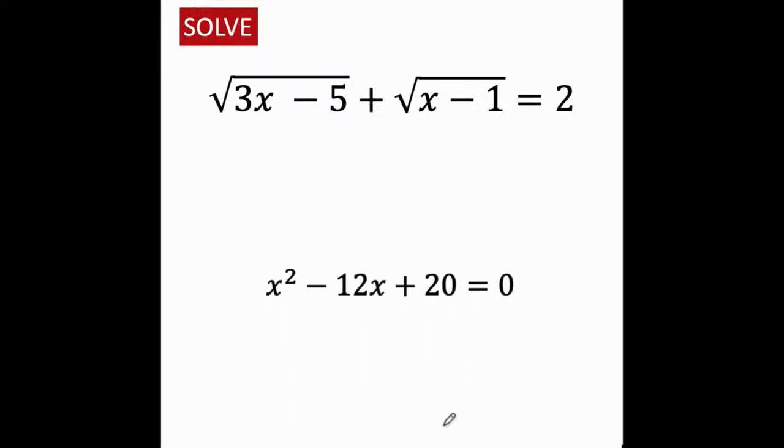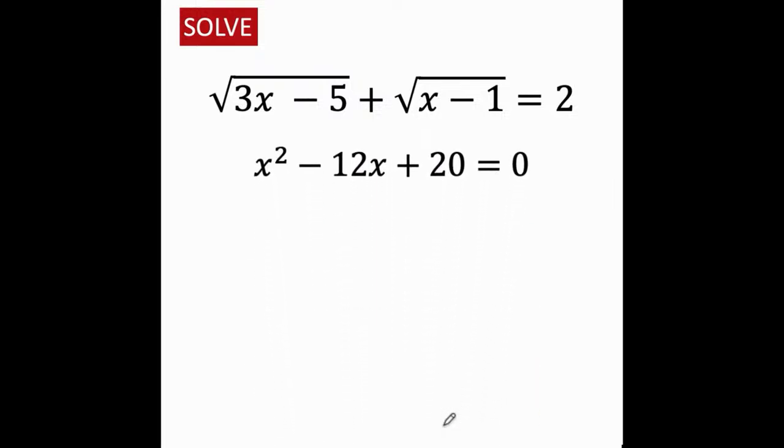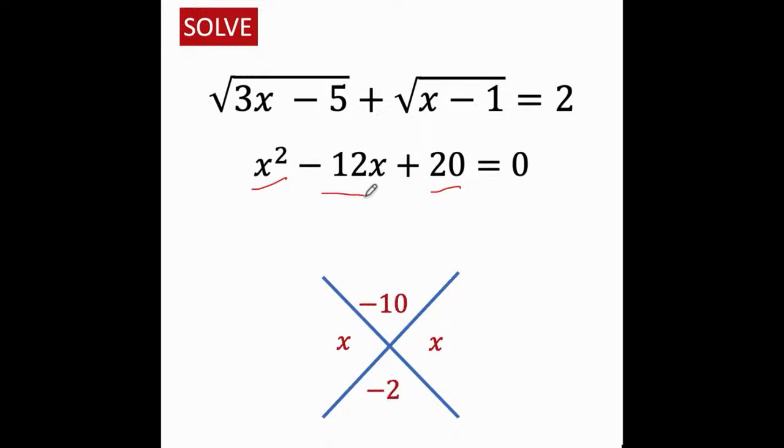Then we now solve this quadratic equation. Notice that there are no longer radicals. And we know how to solve a quadratic equation. In this case, we are going to use factoring. So we need to find what are the factors of x squared. We know it's x times x. Now, what are the factors of 20 such that when added will result to negative 12? Those factors are negative 10 and negative 2.